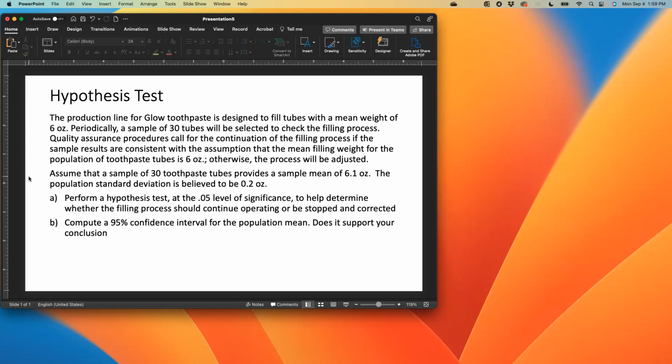Our first question says, perform a hypothesis test, and we're given the significance level, which is 5%, or you can say 0.05, or you can say 95%, to help determine whether the filling process should continue operating or be stopped and corrected. Then the second question says, compute a 95% confidence interval for the population mean. Does it support your conclusion? We'll go ahead and start with the first question, which is to perform a hypothesis test. And we'll do all of this in R, so please make sure you follow along as I do the coding in R.